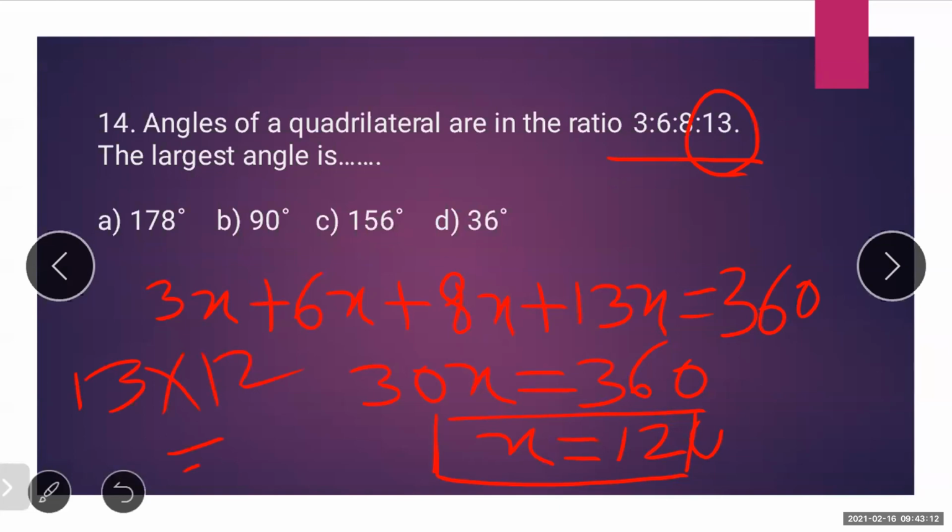Now here, what kind of mistake can students make? Randomly they will mark 178 degrees because this is the largest angle out of the given options. Yes, 178 is the largest among the options, but you need to find out the correct value and only then you can mark. So the correct answer you have got, mark option C.